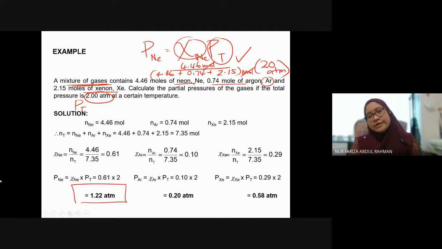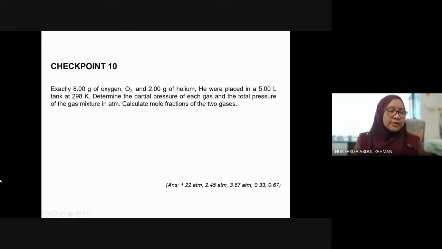Okay, alright. Okay, so checkpoint 10. Okay guys, please try to do this checkpoint on your own first. Okay, I give you like 3 minutes to complete this checkpoint. Okay, we will discuss later. Okay, quickly do it now.